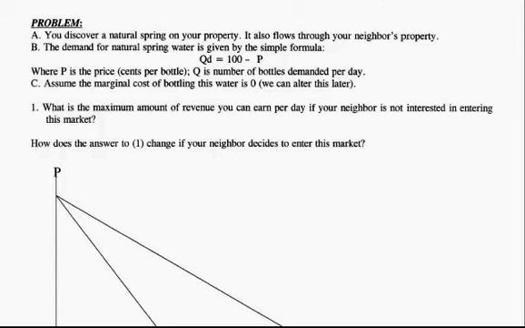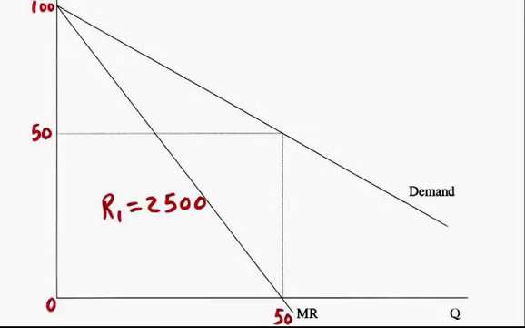The demand for natural spring water is given by the simple formula Q equals 100 minus P, where P is the price in cents per bottle, and Q is the number of bottles demanded per day. What is the maximum amount of revenue you can earn per day if your neighbor is not interested in entering this market?